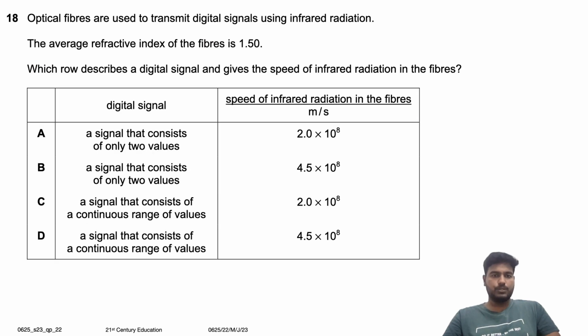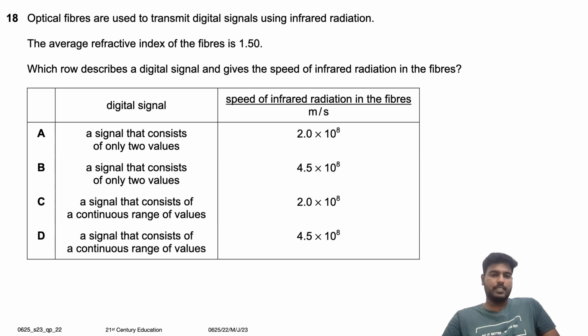Optical fibers are used to transmit signal using infrared radiation. The average refractive index of the fiber is 1.50. Which row describes the digital signal and gives the speed of infrared radiation in the fibers? Okay, first they are defining digital signal. So okay, we will come back to that later. We will see what is the speed of infrared radiation in the fibers.